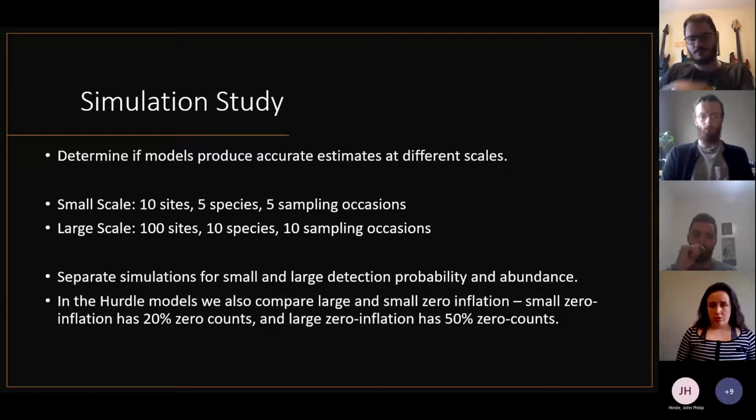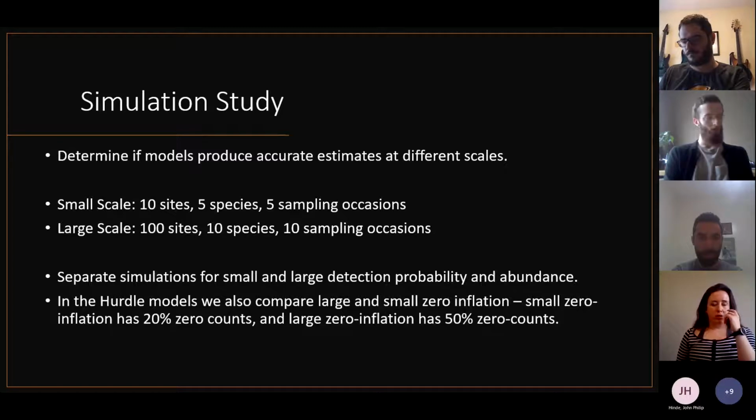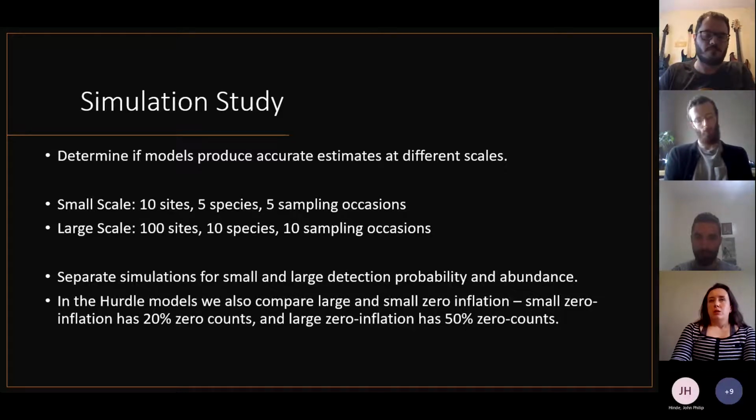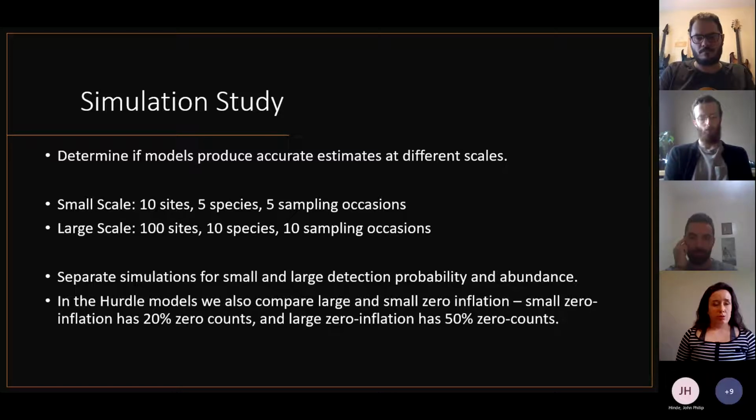In our small scale simulation study, we simulated data that came from 10 sites and was associated with 5 species and 5 sampling occasions. And for our large scale simulation study, we had 100 sites and 10 species and 10 sampling occasions. For each of these small and large scale simulation studies, we also wanted to see what would happen if we varied the detection probability, the size of the abundance, and in the case of the hurdle models, the degree of zero inflation in the model.